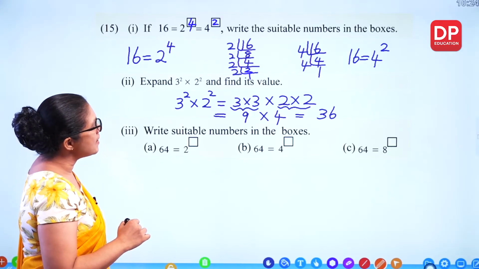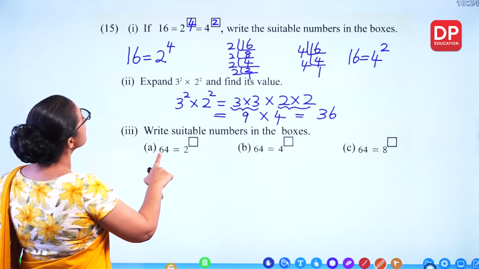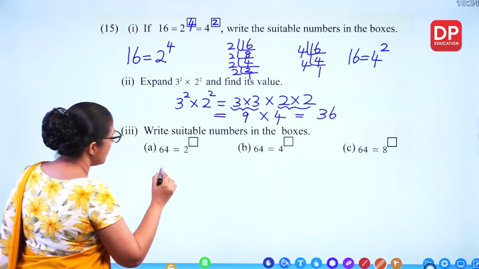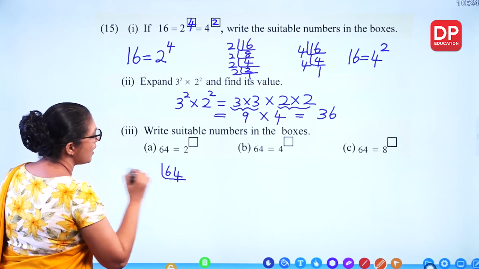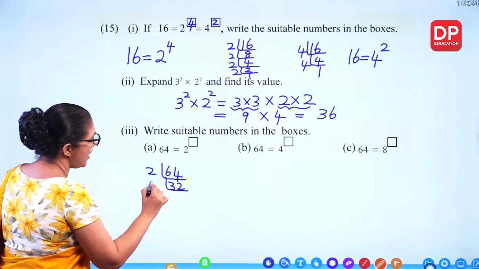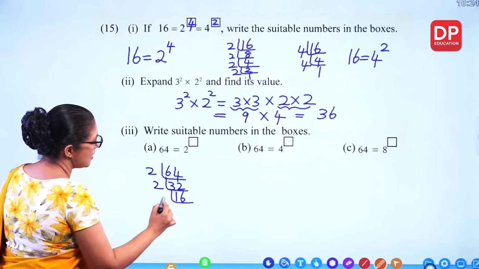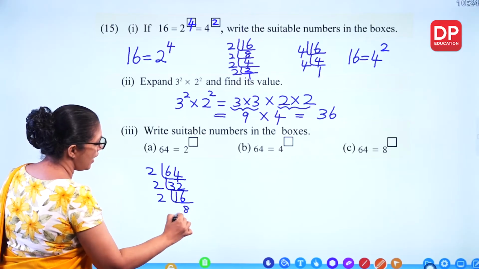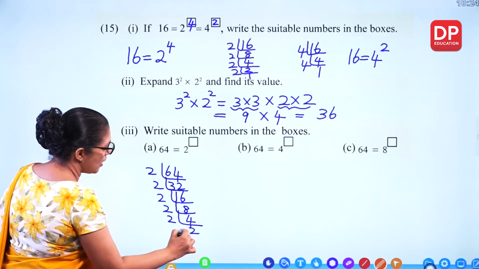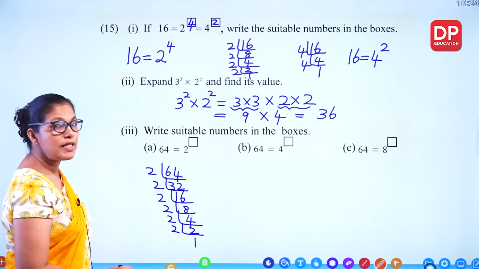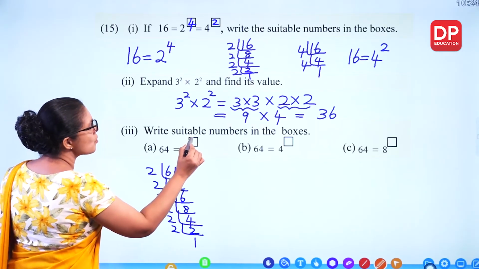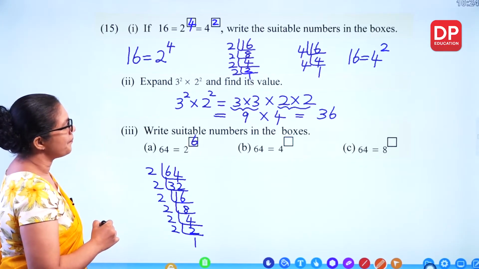Write suitable numbers in the boxes. 64. So you have to find out how many times you can divide by 2. 32. Again, you get 16. Divide by 2, 8, and you get 4. Divide by 2 again, you get 1. How many times do you divide? 1, 2, 3, 4, 5, 6. So that means 6 here.